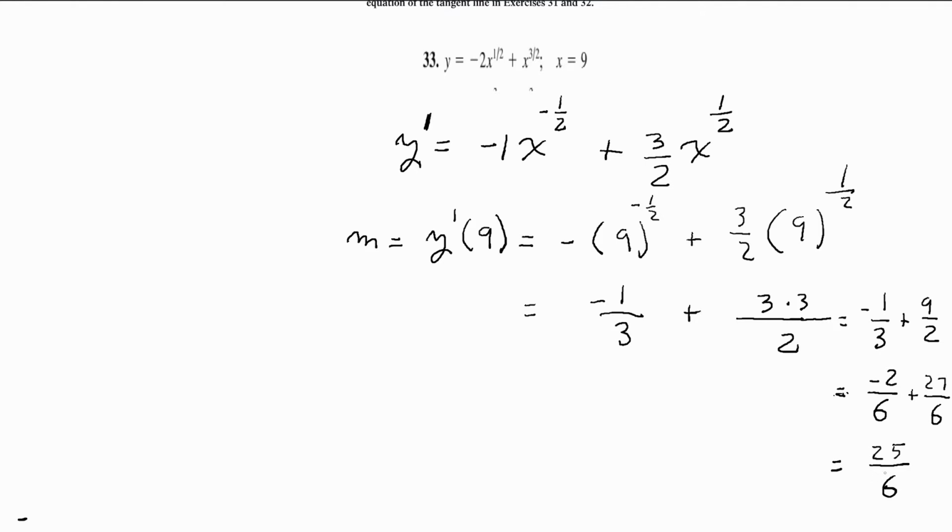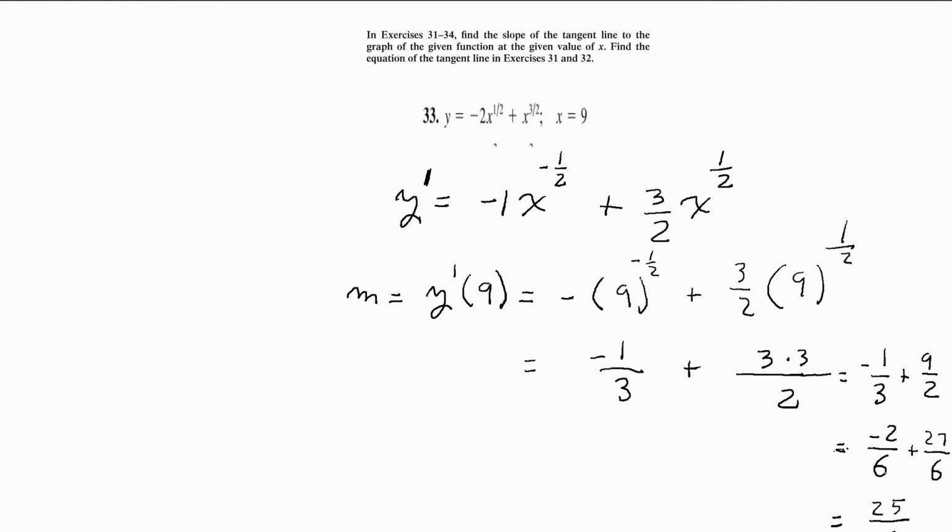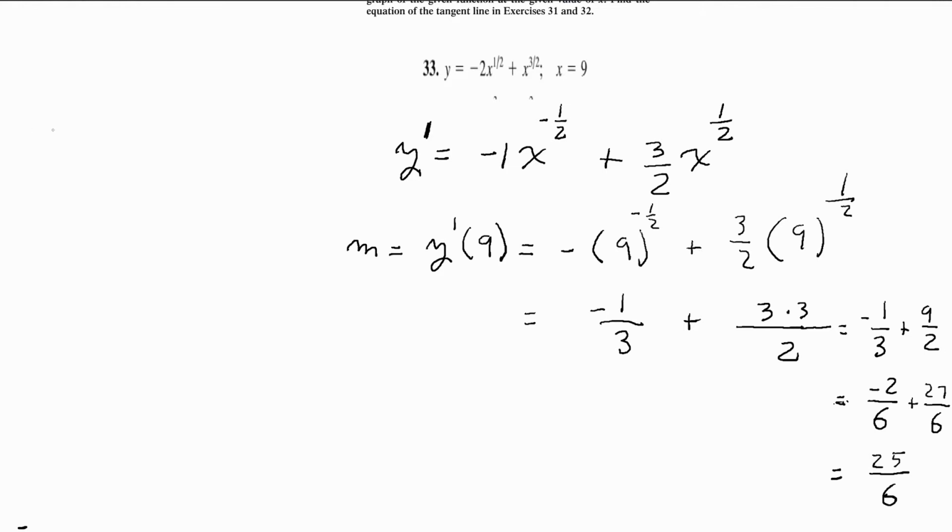Okay, now let's see what the deal is. It says, now we're going to find the equation of the tangent line. So that means we need to find a point. Okay, so I'll work over here. The y coordinate of our point on the graph would be y evaluated at 9. And if I evaluate that, I get negative 2 times 9 to the 1/2 plus 9 to the 3/2.